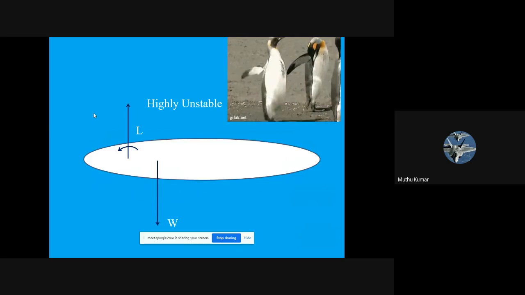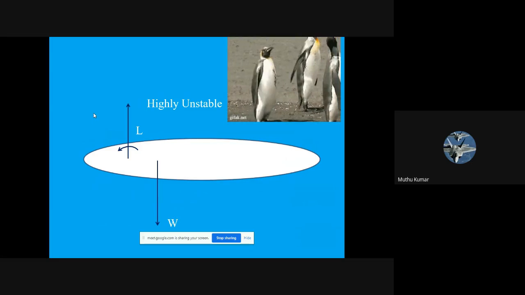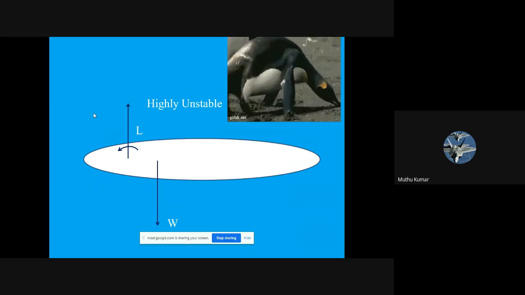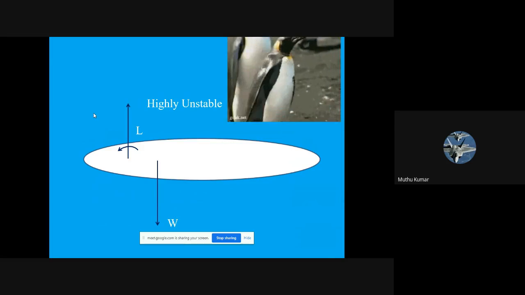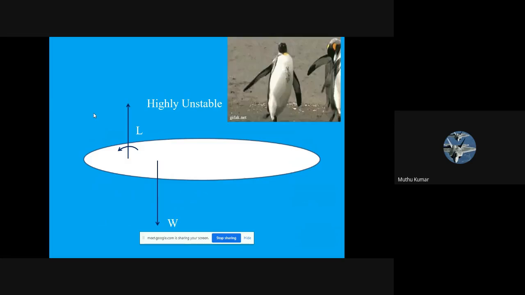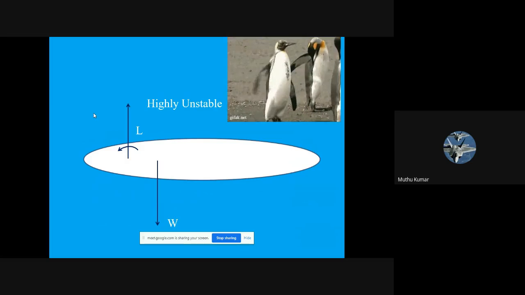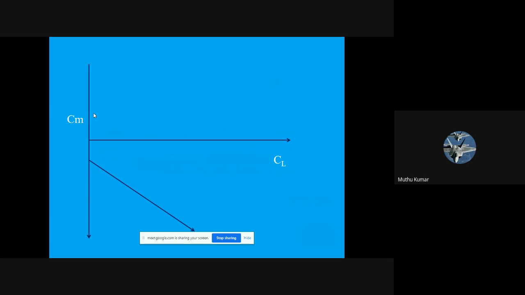Okay, if it further goes back, it is highly unstable. Like this penguin, this is a highly unstable configuration. So I will draw that on the graph. So this is a stable configuration with the negative slope.